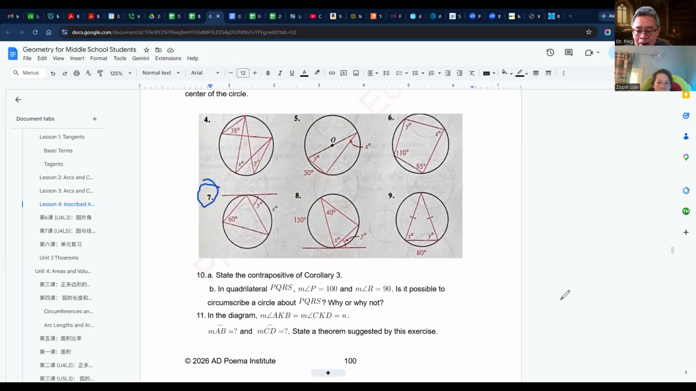Wouldn't Y be 60 and X be 120? Yeah, you're right. X is 120 because it's 60 here. Y is half of that. Yep, perfect. Good job. Number 8.